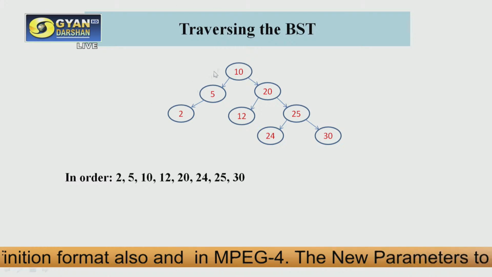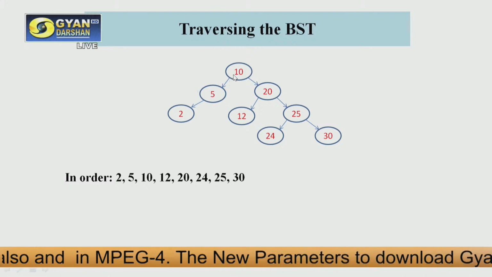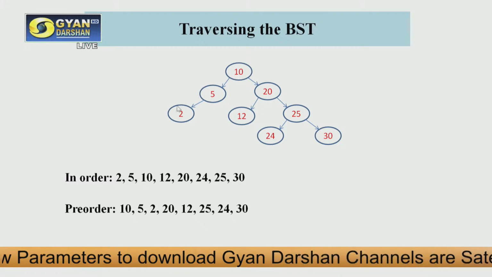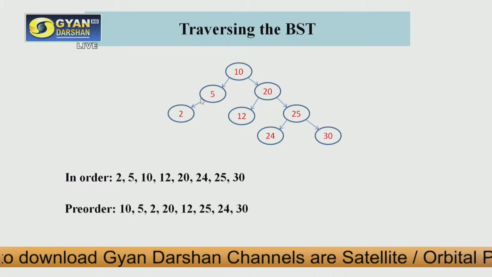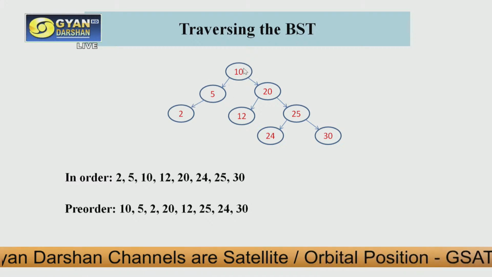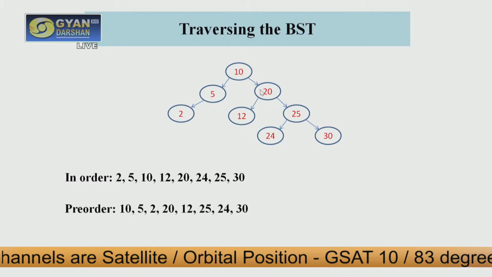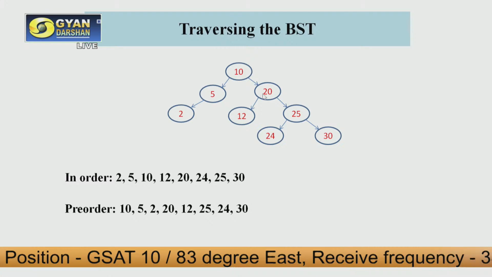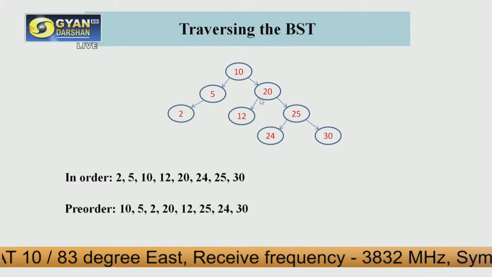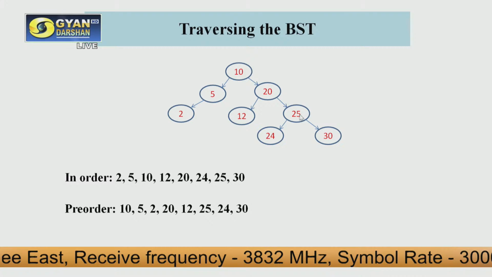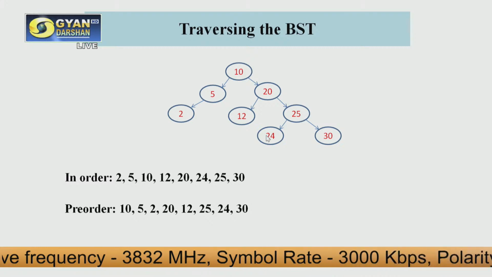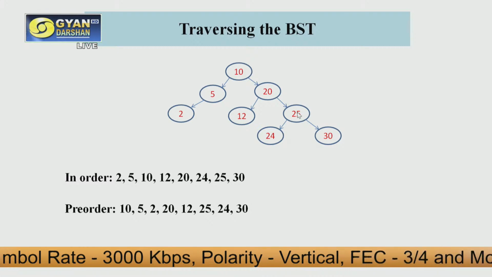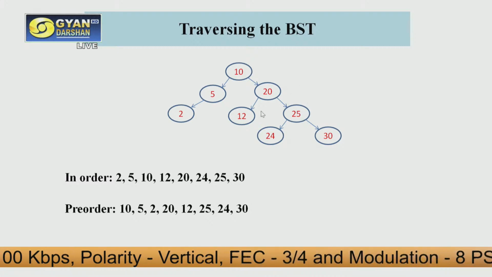So we will start from the root, that is 10. 10 will be printed first, then we will go to the left subtree, 5 will be printed, then 2 will be printed. So we have completed the left subtree of the root, that is 10. Then we will go to the right subtree, and the first node encountered is 20. So 20 will be printed, then 12, and then 25, followed by 24 and 30. So this is how we can do the pre-order traversal of a BST.